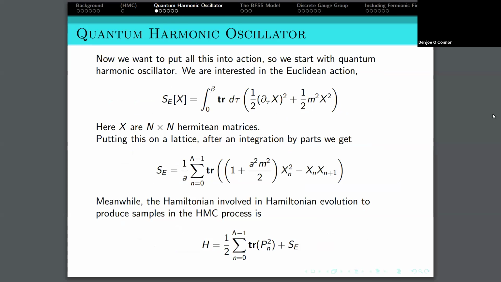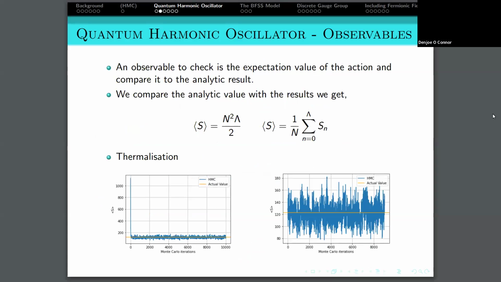Then we need the lattice discretization of this, which I just explained, so we end up with this as our action here. These are your position matrices, and each one depends on the one after as well. And then we also need the Hamiltonian to simulate this Hamiltonian evolution. So we just add in this extra trace of these momentum matrices, and then we use that for our Hamiltonian.